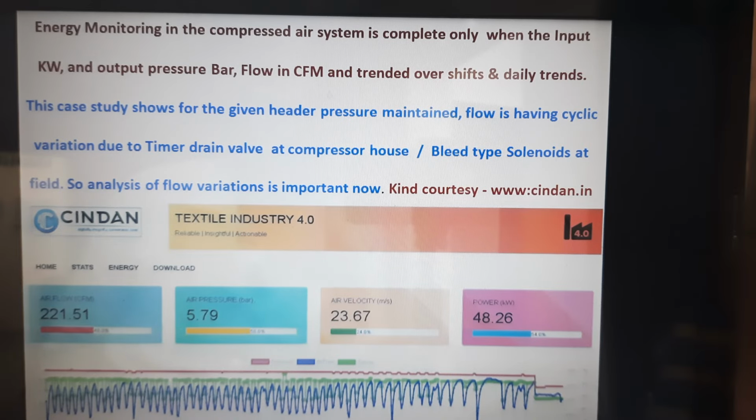Ultimately, you can see a 45 kilowatt machine delivering around 220 CFM, but it is taking almost 48 kilowatts. For each and every compressor above 50 HP, it definitely needs an in situ flow meter, a single insertion type flow meter, to be fixed at the compressed air header after the refrigeration dryer in the compressor house.